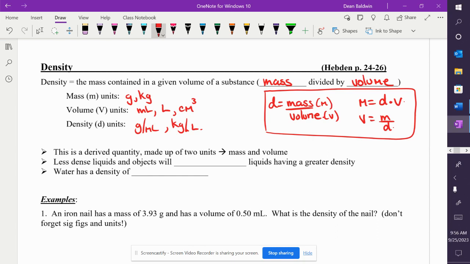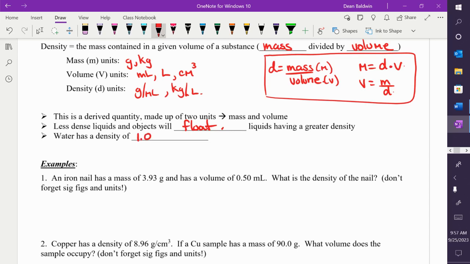So objects that are less dense will float on liquids that have more density, right? You put oil in water, right? They don't mix, right? So one will float above the other. Okay. And water has a density of 1.00. I even looked this up. If you want to go grams per mil, water's density is 1. That's kind of nice to know. Okay.